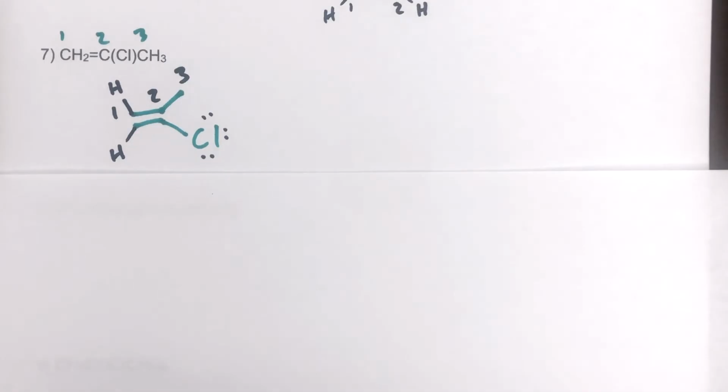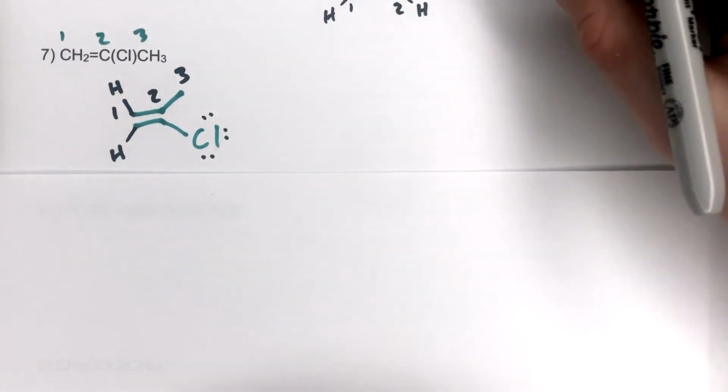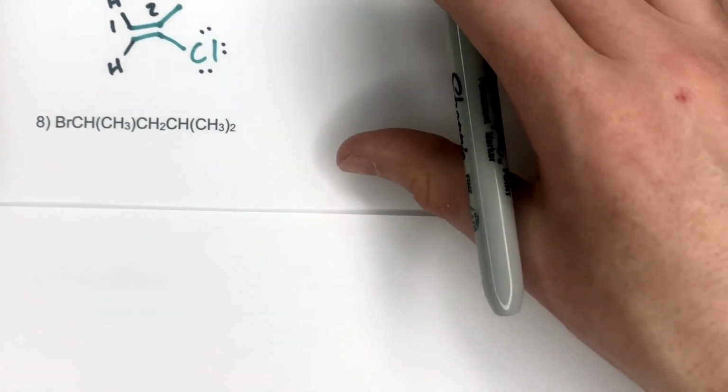Now you may be wondering, is this going to be cis or trans? The answer is no, there's not going to be any cis or trans because we have 2 hydrogens on one side, so you could not pick priority of either of those hydrogens, and that's why it would be not cis or trans. It's just achiral. There's no geometric isomers. Okay, moving on.